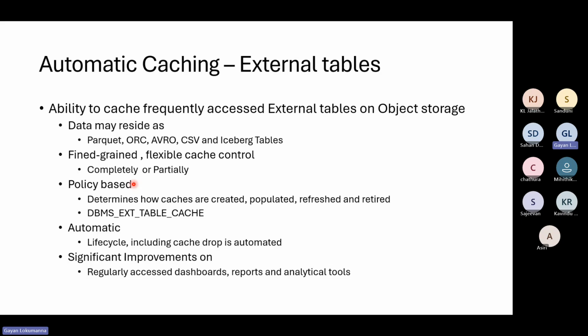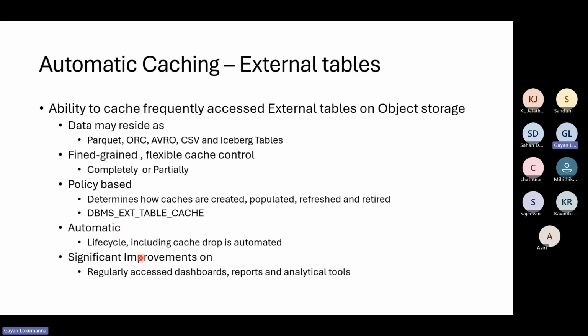Or show them in the external tables, or whether you want to show partially as well. So I'm referring to caching. You can cache them at a very fine-grained level rather than just keeping everything in the cache. And when you're caching, you have policy-based caching as well as automatic caching.